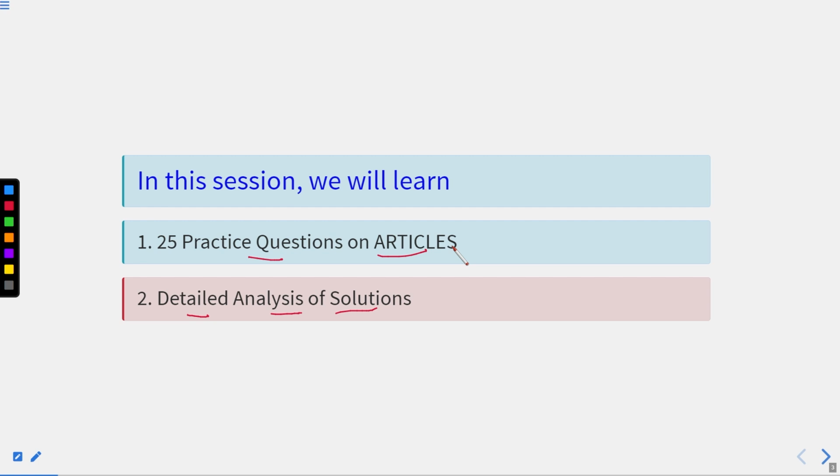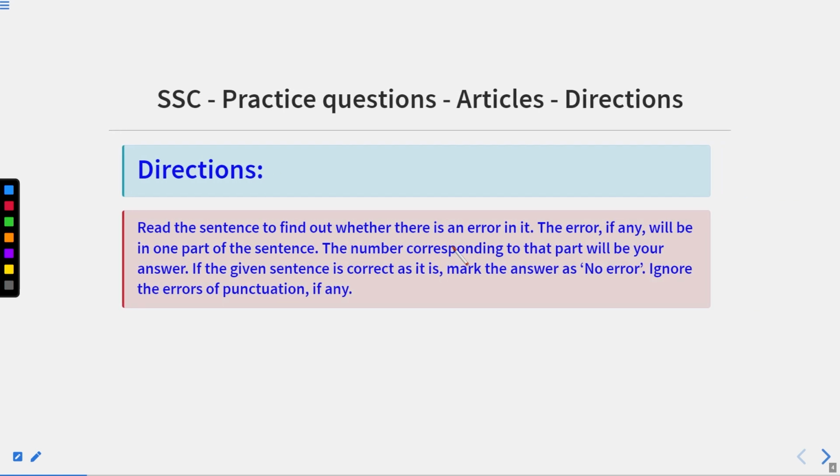So, what type of questions are these? Let us see with the help of the directions given to us. These directions will help us in solving the questions. Let us read the directions. Read the sentence to find out whether there is an error in it. It means these are spotting errors based on articles. A sentence will be given to you which has been divided into several parts, and we will have to tell which part contains the error. The error, if any, will be in one part of the sentence.